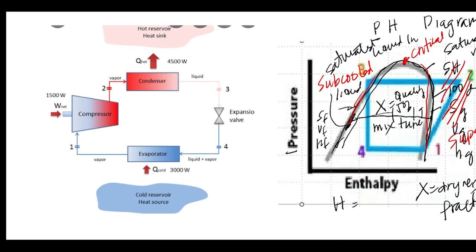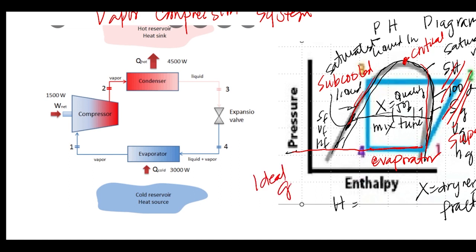Now we go to the one-to-one correspondence of the vapor compression system, which is the most popular system in refrigeration, and how it relates to the pH diagram. Here, this line, 4 to 1, the equipment here is the evaporator. You can see the pressure in the evaporator is low, and if the pressure is low, the temperature is low. That is according to the ideal gas law.